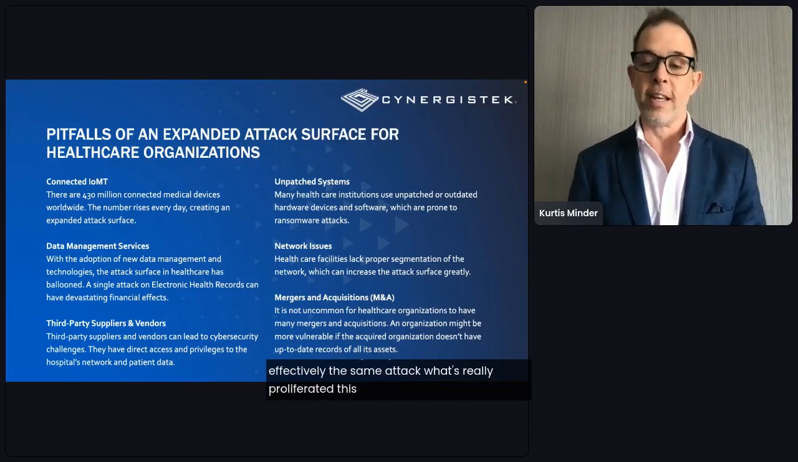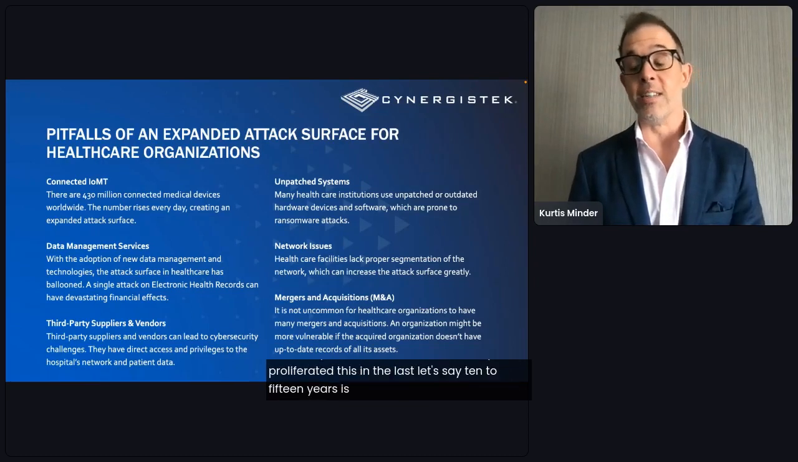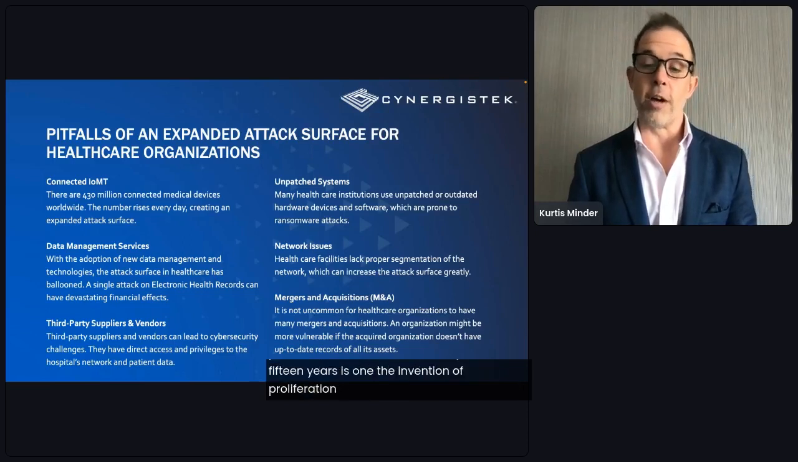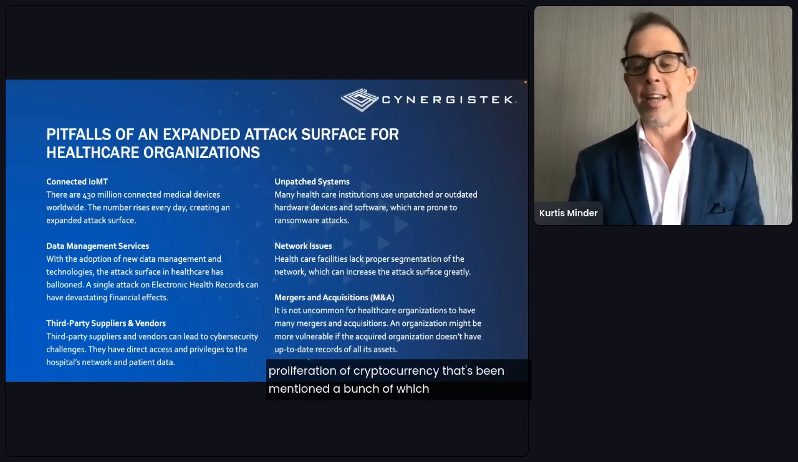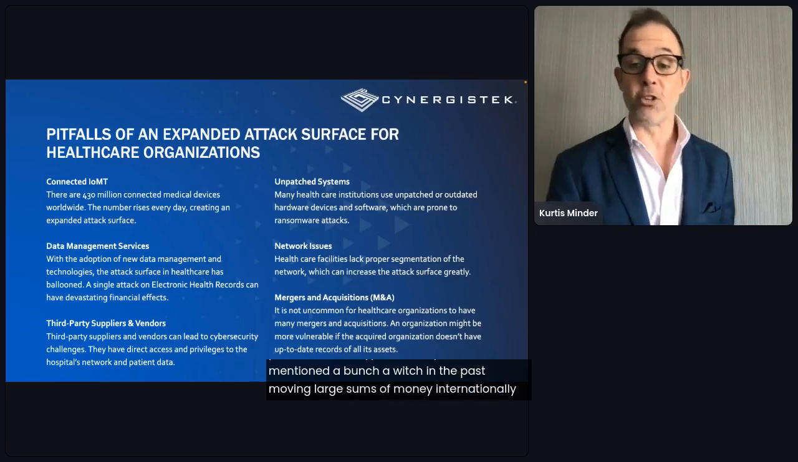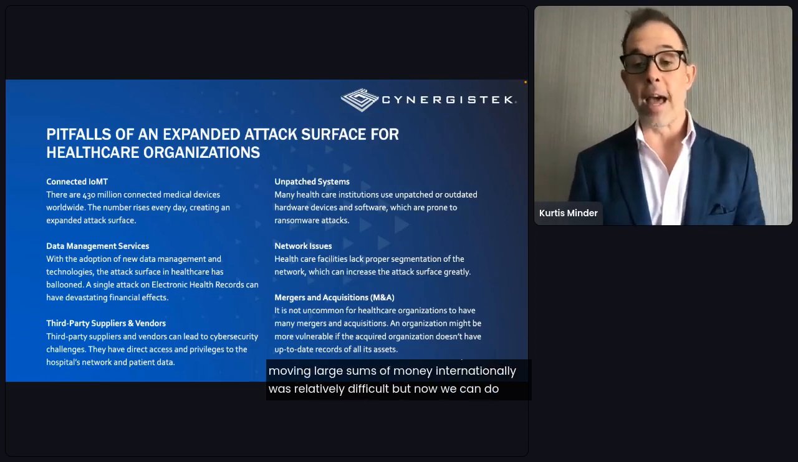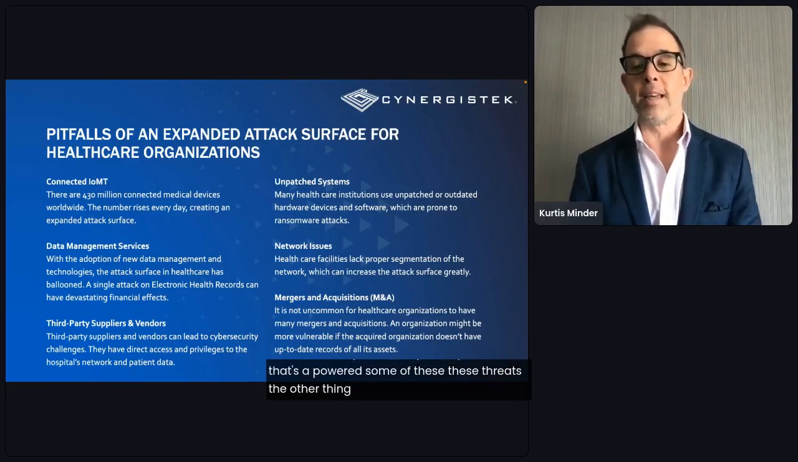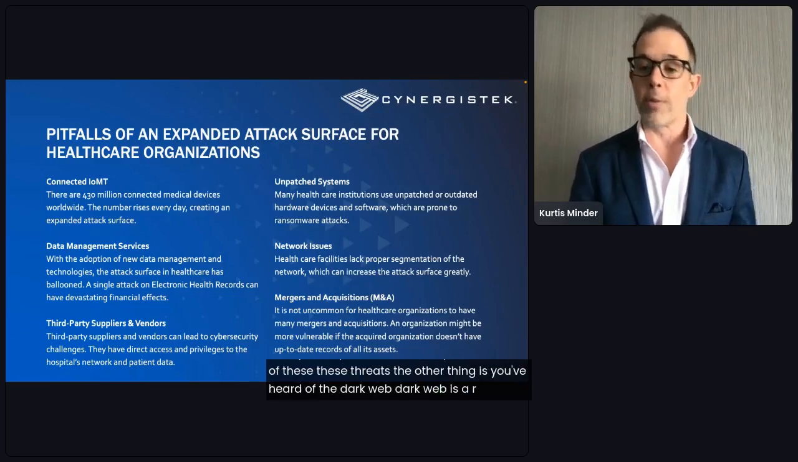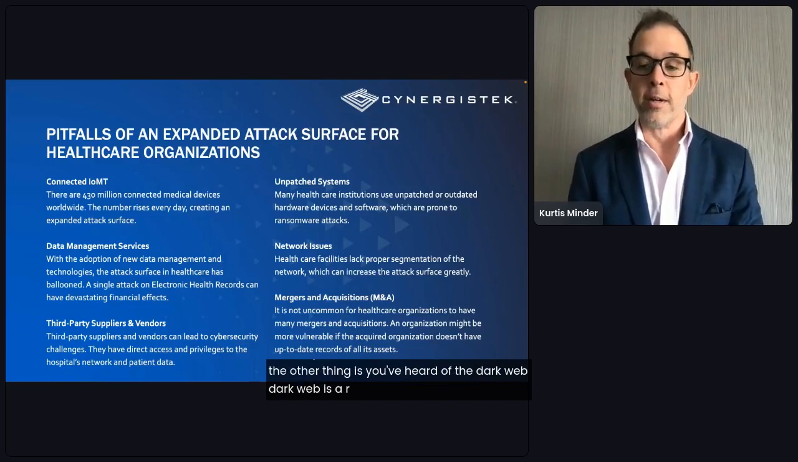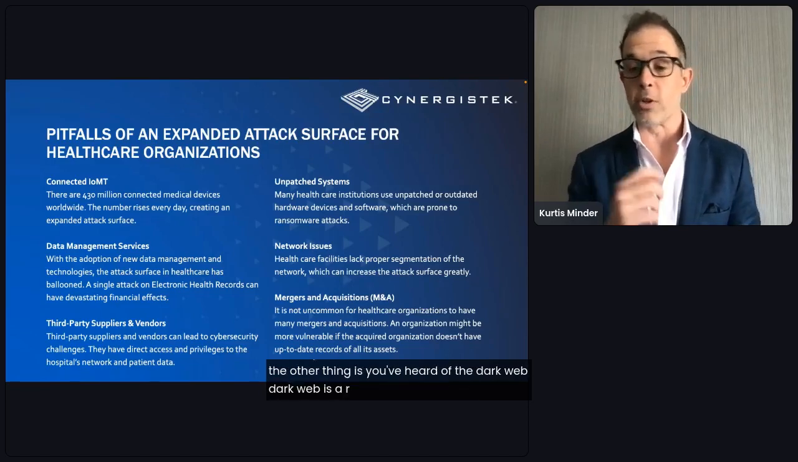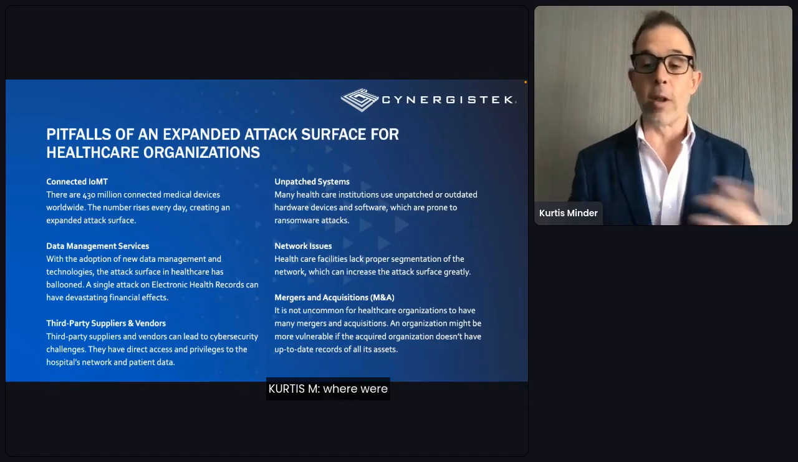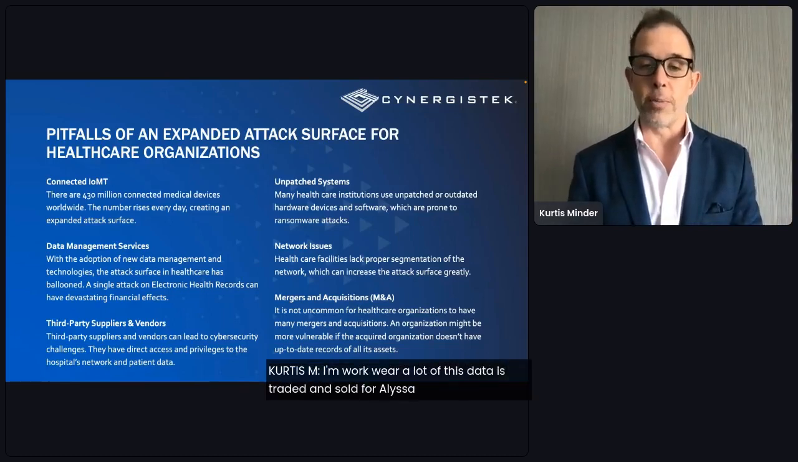What's really proliferated this in the last, let's say, 10 to 15 years is, one, the invention and proliferation of cryptocurrency. That's been mentioned a bunch, which in the past, moving large sums of money internationally was relatively difficult. But now we can do that almost instantly and anonymously, and that's empowered some of these threats. The other thing is you've heard of the dark web. So the dark web is a real thing, and it, like cryptocurrency, affords these threat actors a lot of anonymity to foster these attacks. It also creates marketplaces, which I'll talk about in a second, where a lot of this data is traded and sold for illicit purposes.